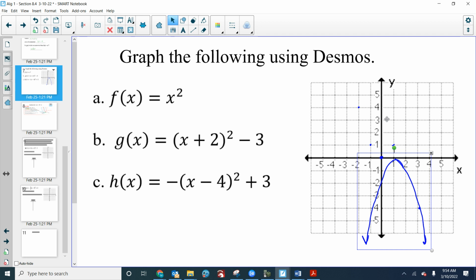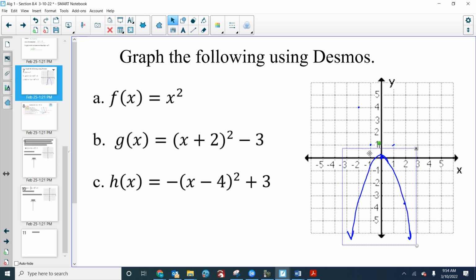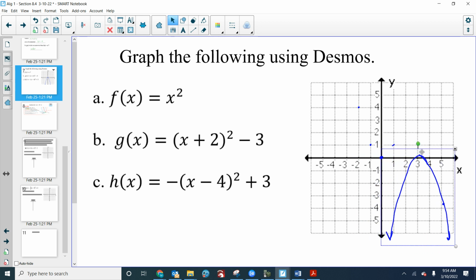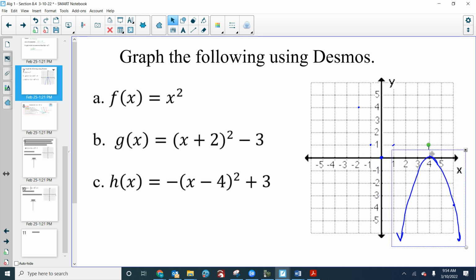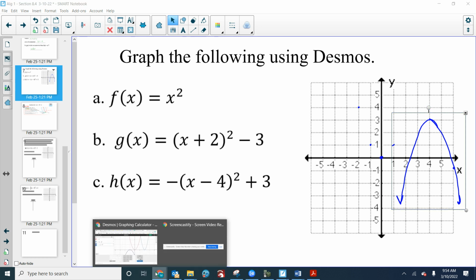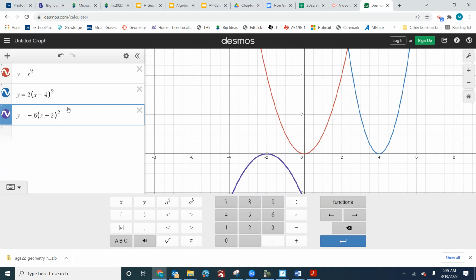You got this, Luna. You saw nothing. Ready? Went right 4, up 3. Up 3 from there. So ready? Where's the vertex? 4, 3. Let's check in the Desmos. 10 out of 10. Negative x minus 4 squared plus 3.